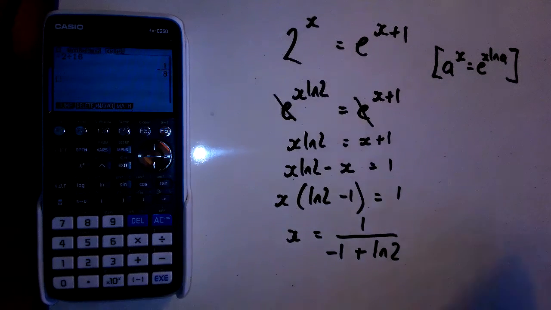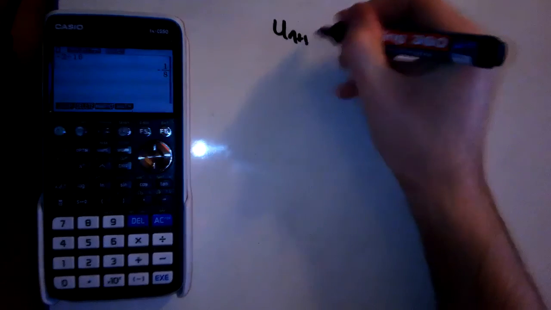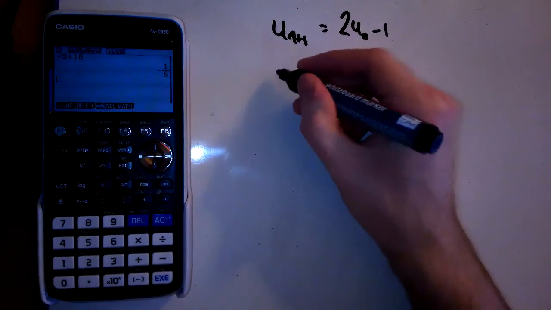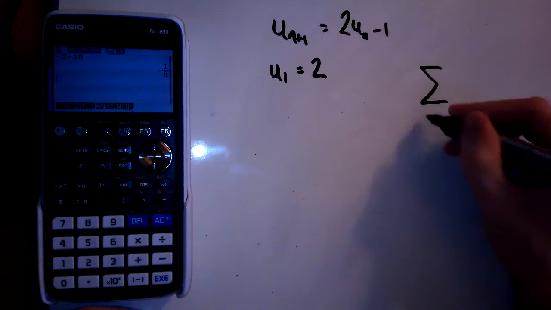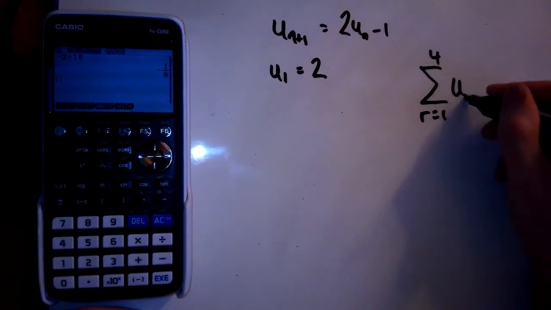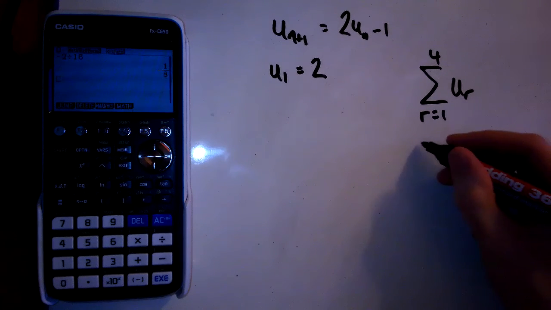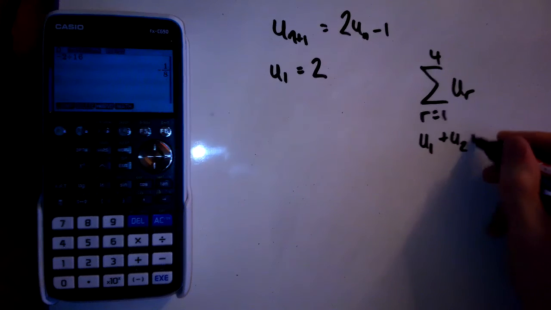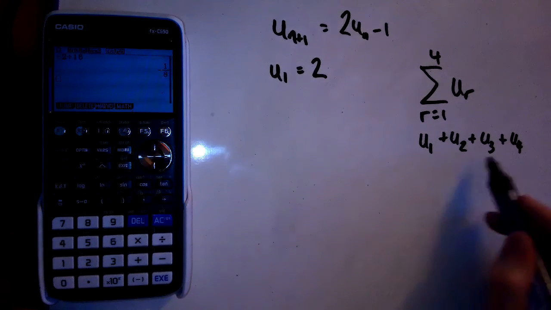Okay. Fourth one. We have u n plus 1 is 2u n minus 1. And we're told that u1 is 2. And we want to work out the sum from r is 1 to 4 of u r. So that means we want u1, so when r is 1, when r is 2, when r is 3, and when r is 4. So we need to work out the first 4 terms of the sequence.